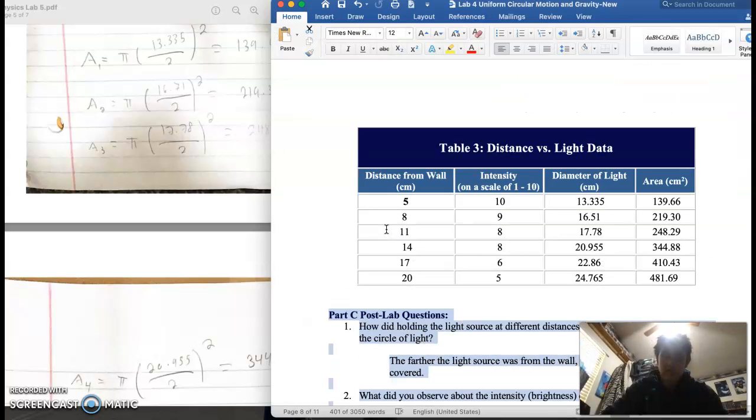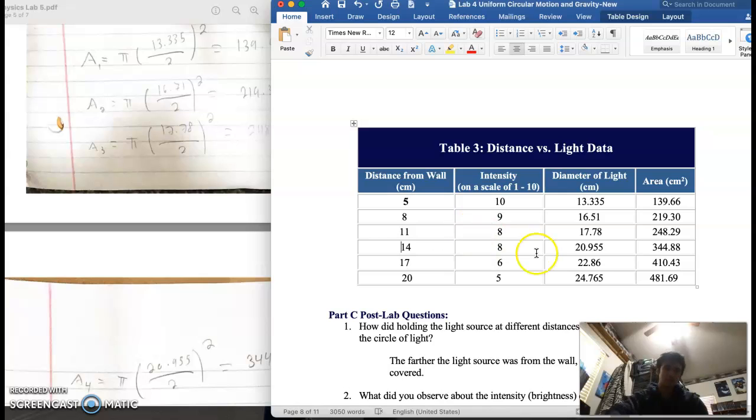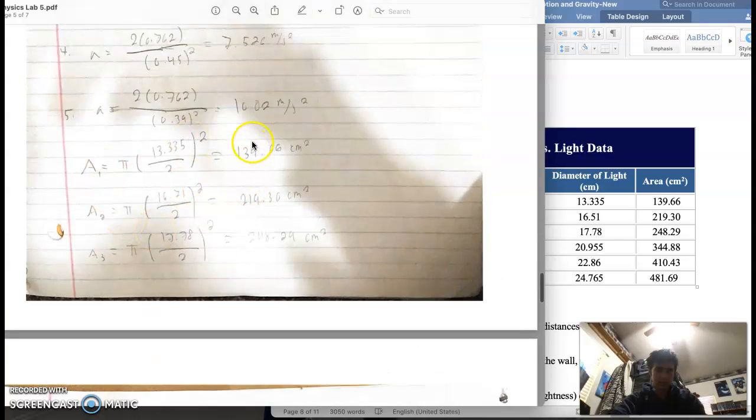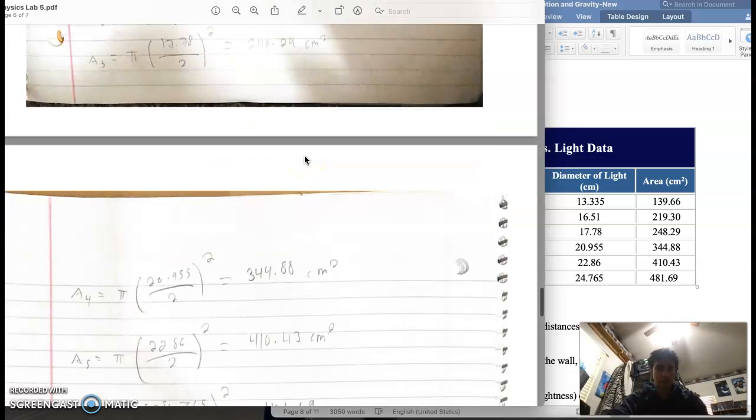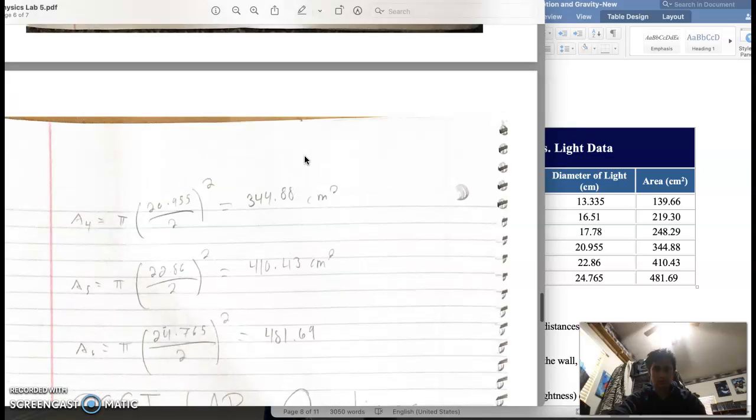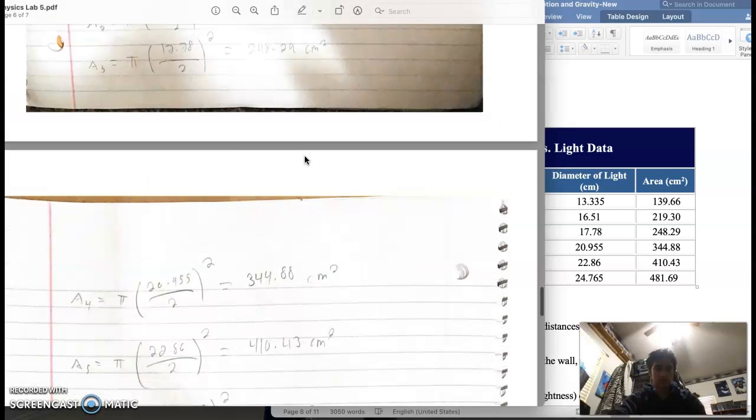For part C, took a cup, put it over a flashlight, stuck back 5, 8, 11, 14, 17, and 20 centimeters each. Came up with an intensity. I'm not sure if this is accurate or not. Diameter of the light, measured that out in centimeters. And then this is how I found the area, just using the traditional area equals pi r squared, but doing pi times diameter divided by 2, all squared. So that's how I found the area for each of these.